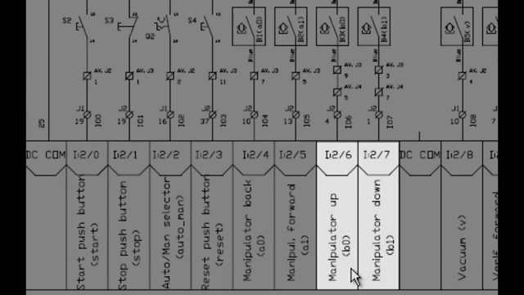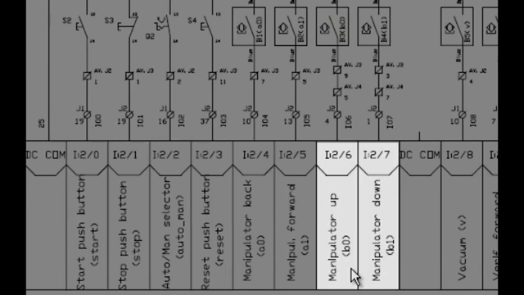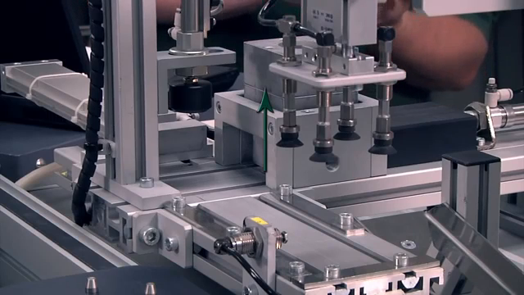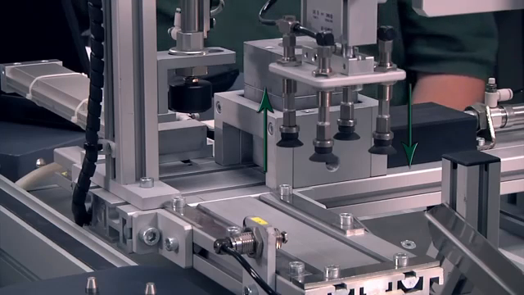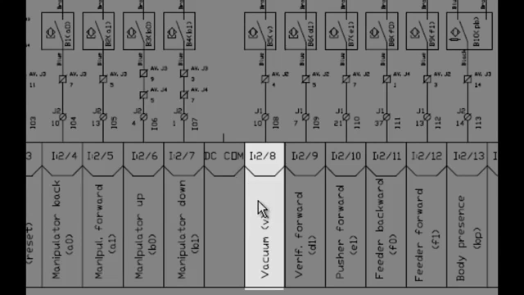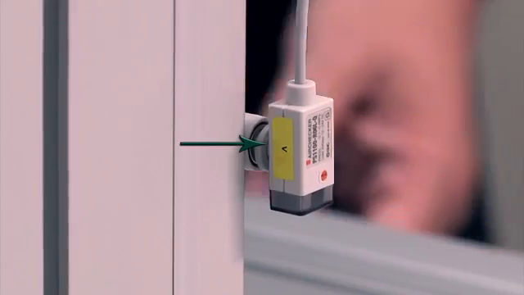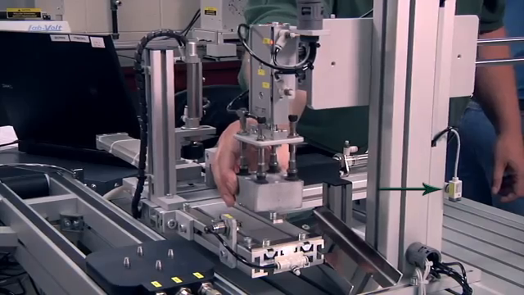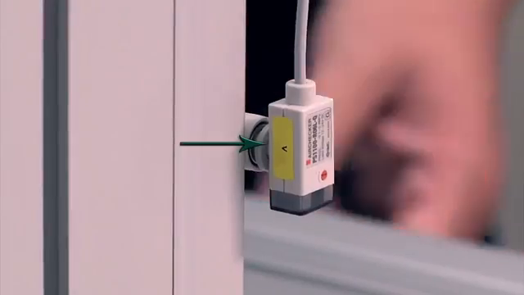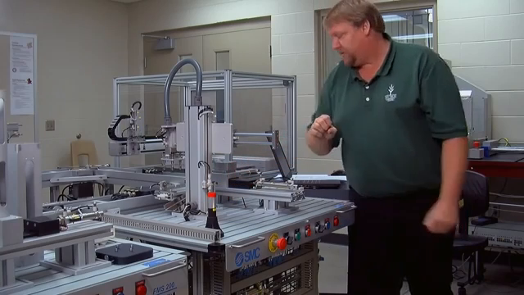Our next input is manipulator up and down, and that is I:26 and I:27. I:26 is in the up position, I:27 is in the down position. And the next one we have is I:28, which is a vacuum sensor here. So when the body is actually attached here via vacuum, this sensor here is going to be triggered, letting it know that it has vacuum present.